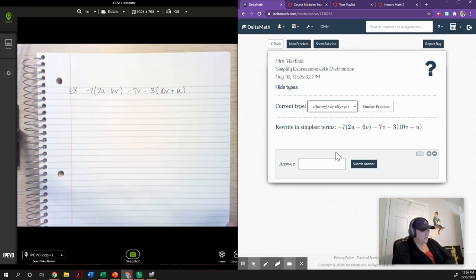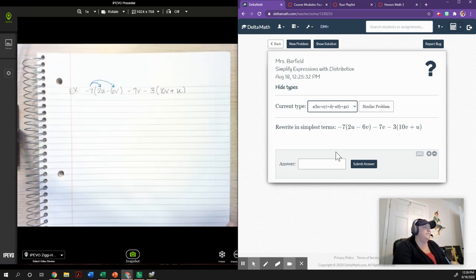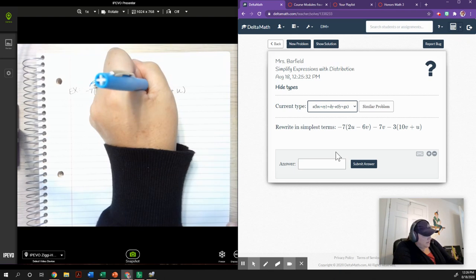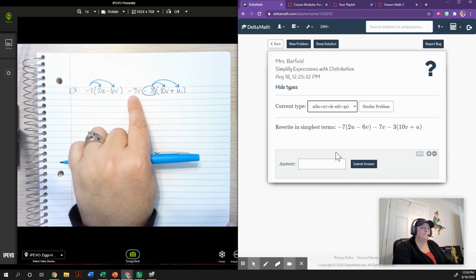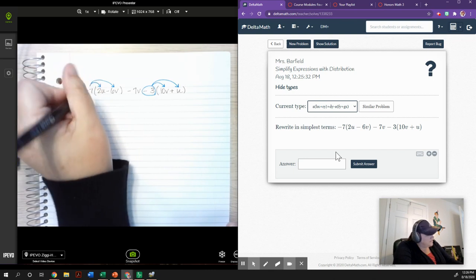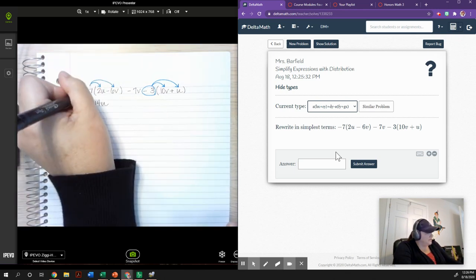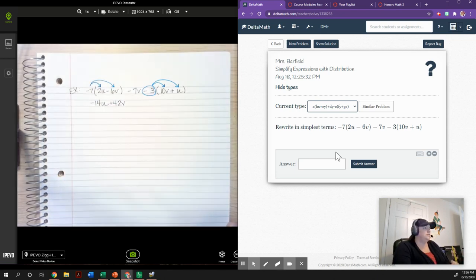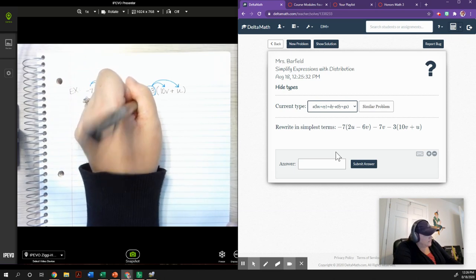All right. So -7 will get distributed there. -3 will get distributed there. Which means nothing's going to happen with -7v except it's going to tag along. All right, so -7 times 2, -14u. -7 times -6 plus 42v. Negative times a negative is a positive. Bring down -7v.